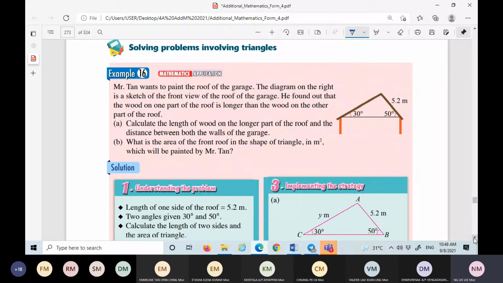This is still not three-dimensional yet. Although this is a garage, this is a view from the side, so it's still two-dimensional. You see or not? This is a sketch of the front view. Sorry, not the side view, it's the front view. So it's still two-dimensional.